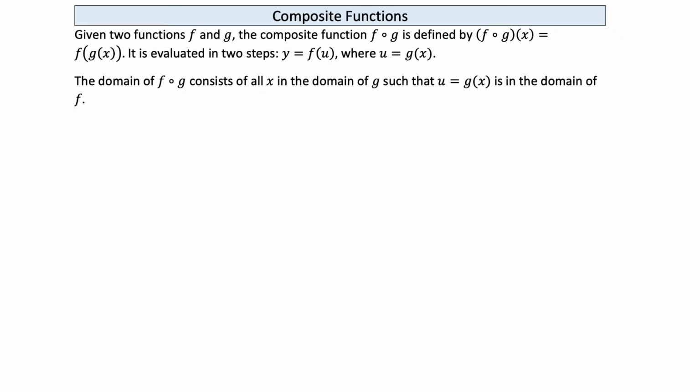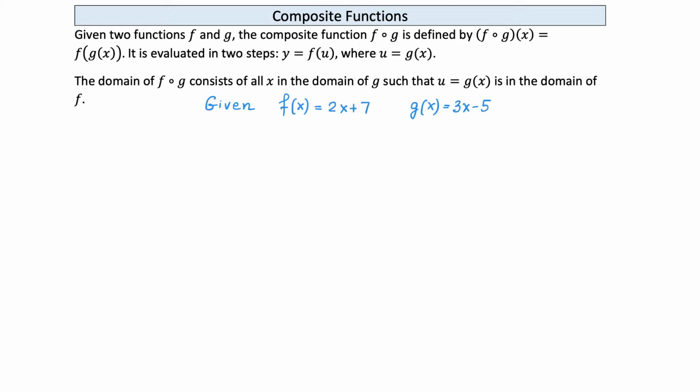Next, we will talk about composite functions. Given two functions f and g, the composite function f of g is defined by the composition of f and g of x equals f of g of x. It is evaluated in 2 steps, y equals f of u, where u equals g of x. The domain of f of g consists of all x in the domain of g, such that u equals g of x is in the domain of f. I will show you through a few examples how the composition of 2 functions works.